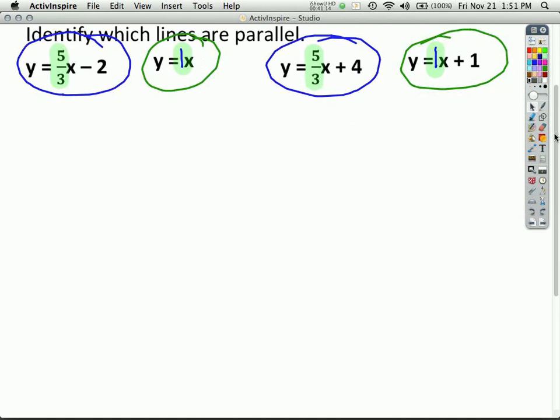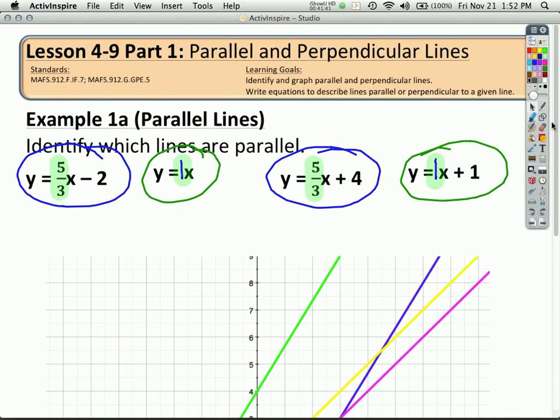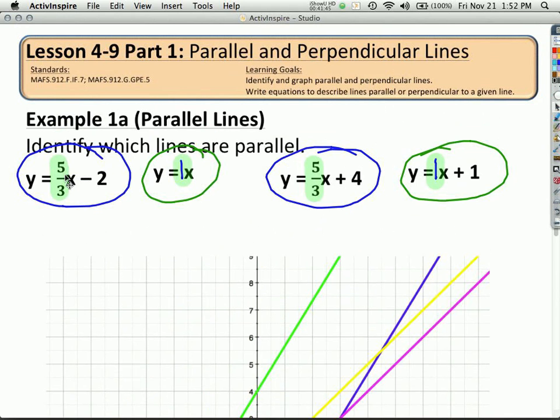Now, I do have a graph of all of this. You don't need it. I just wanted to show you. And it didn't come out exactly the way I wanted because of the coloring getting messed up. But these 2 lines here are parallel, and these 2 lines here are parallel. These 2 are the ones that have the slope of 1, and these two had the slope of 5 over 3. So you can see it visually, but you don't need the graph because we can see it right here. Any questions about that? Good.